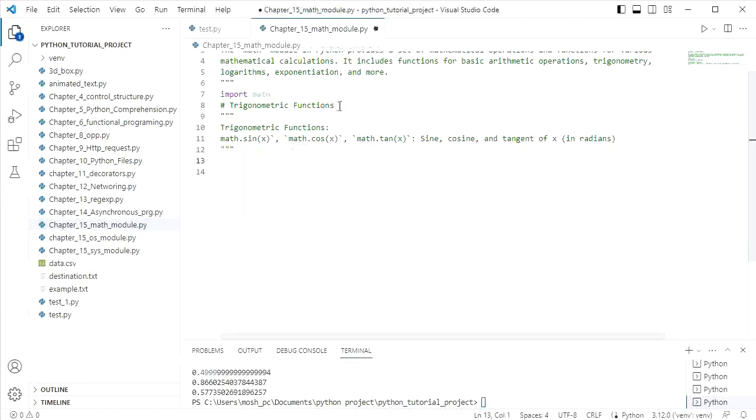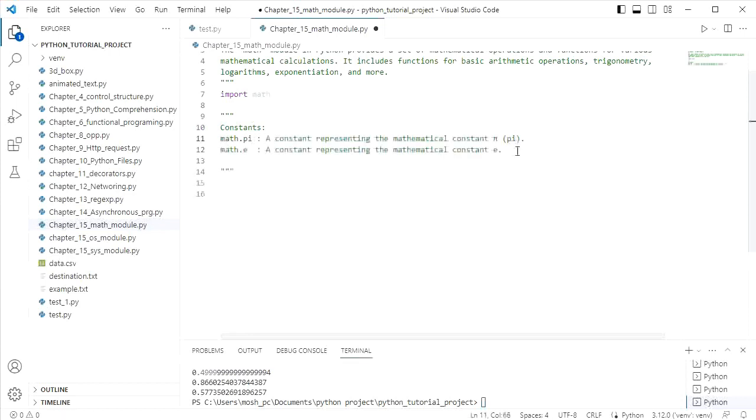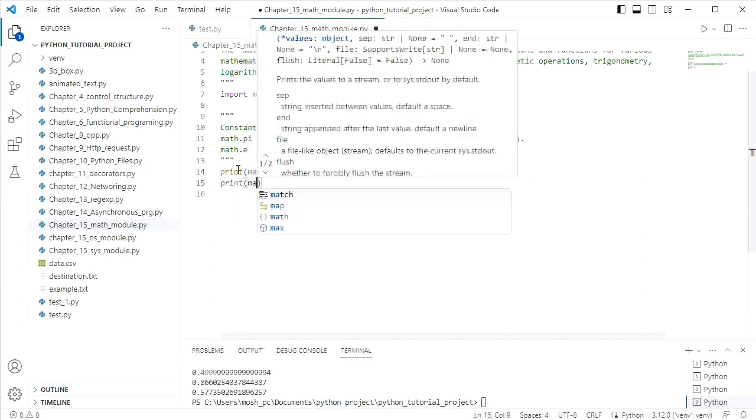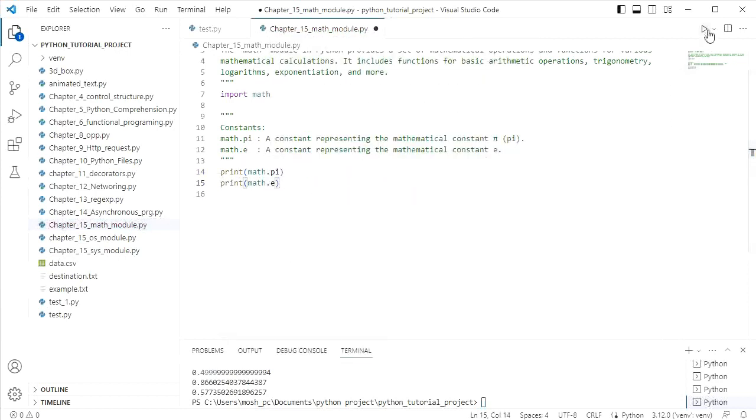Now we will know about constants. Let's see here, math.pi is a constant representing the mathematical constant pi, and math.e is a constant representing the mathematical constant e. As you can see here, the constant values of pi and e.